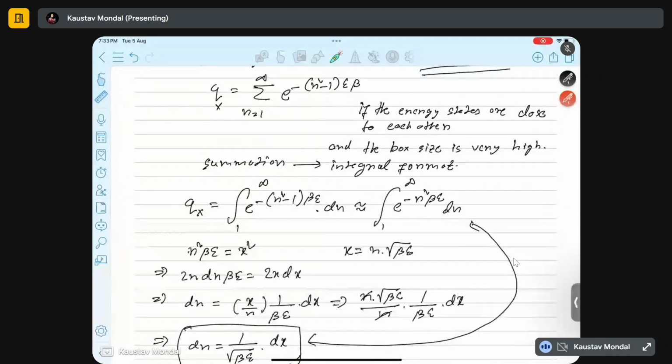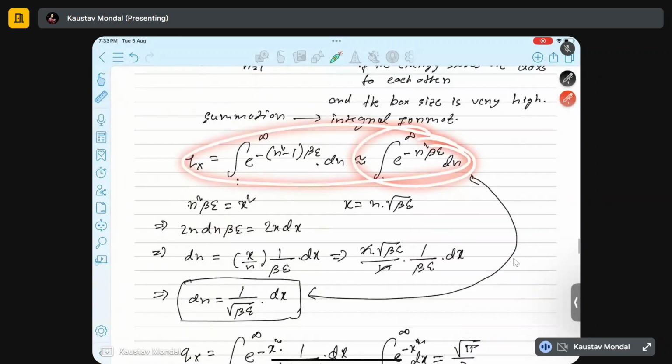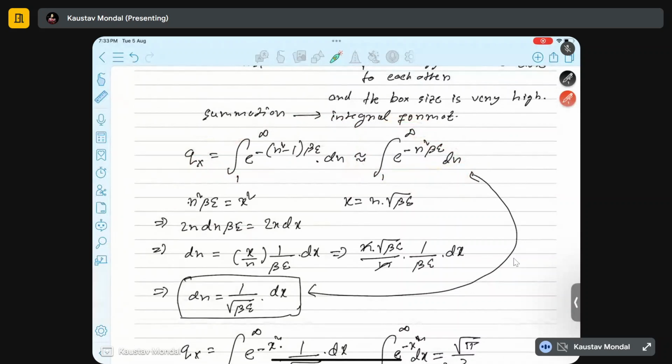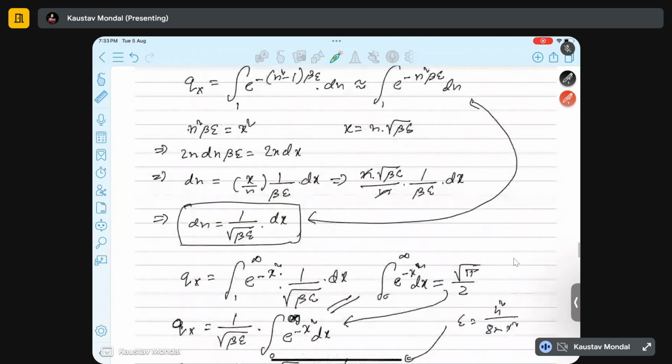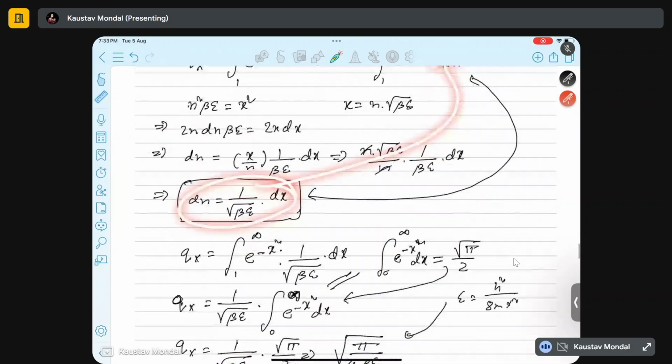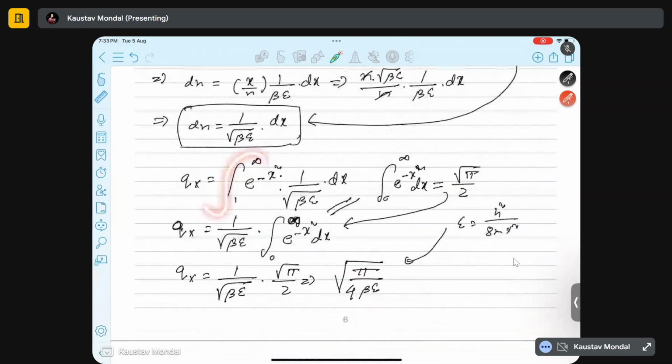In order to simplify this integration, we swap some of the variables. Here we take n squared beta e as x squared, a transformed variable. We take the derivative and write dn in terms of dx. From here you can write dn like this. Now we substitute this expression of dn into the partition function expression. After doing so, we do the integration.